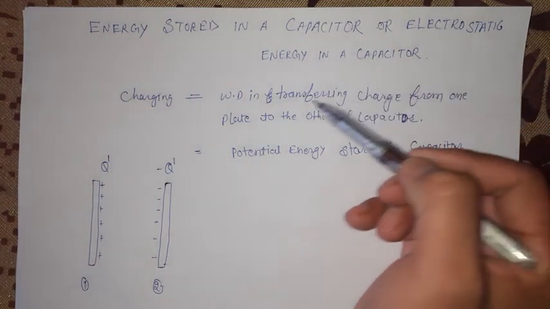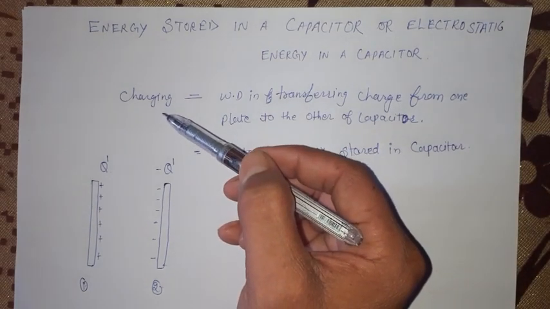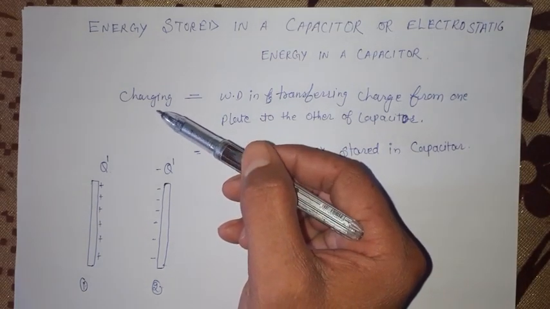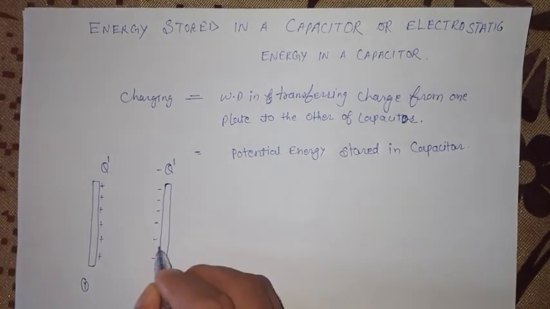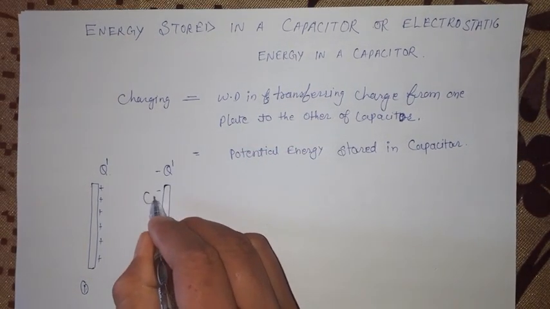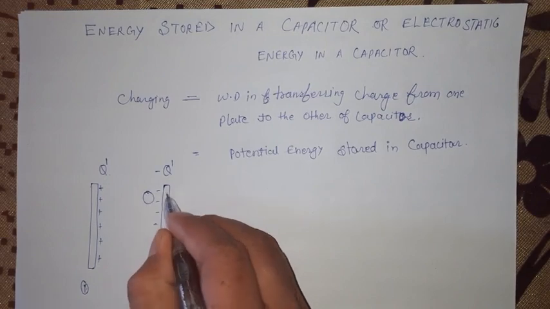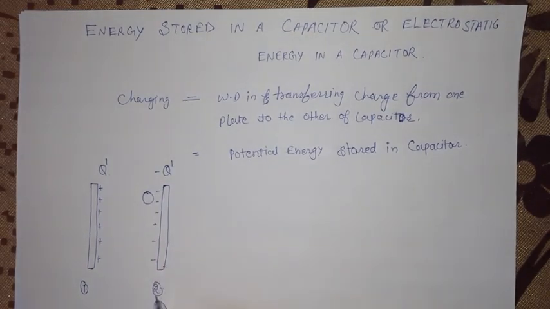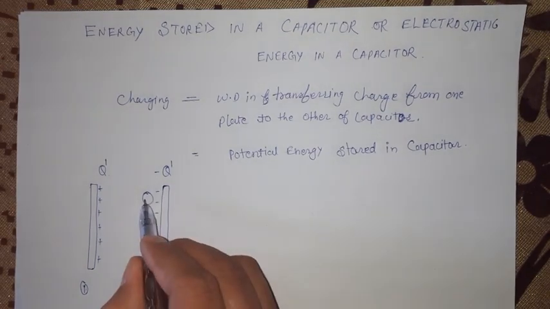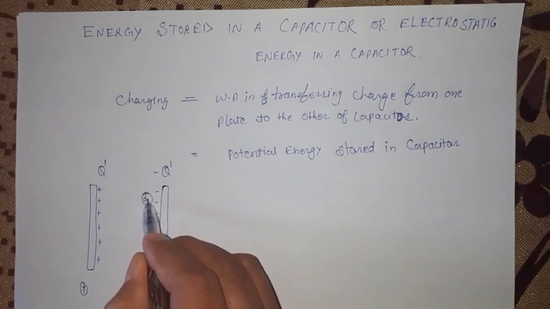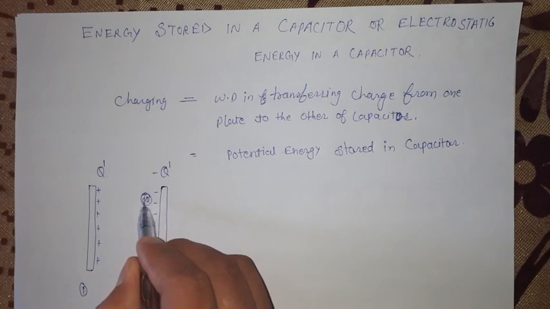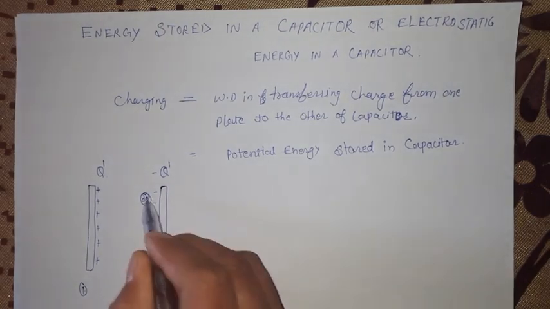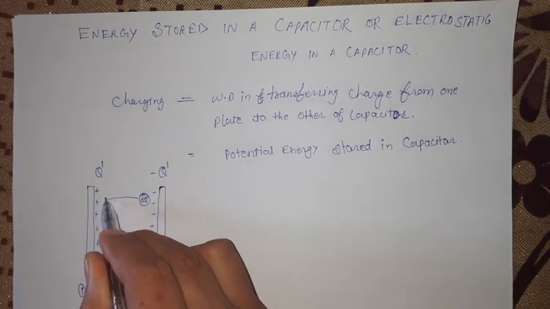Okay, so student, when we are going to charge a capacitor, at that time, what we have to do is remove the charge from one of the plates. Suppose this is the second plate, plate number 2. From this plate, I will remove a small charge, which is dq dash, and I'm going to transfer it to the first plate.